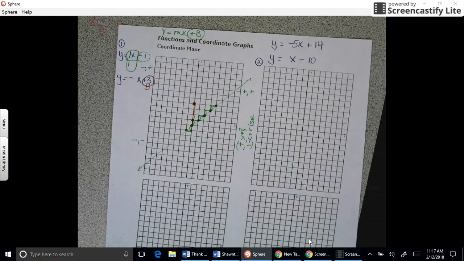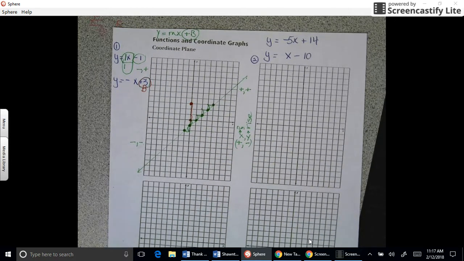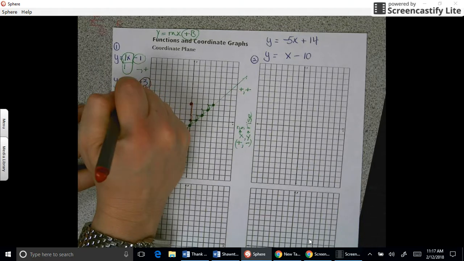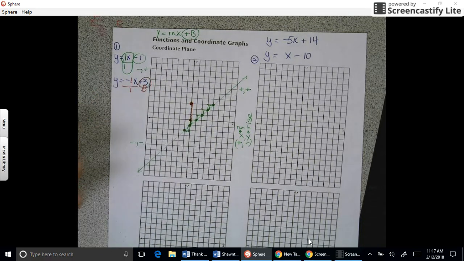So now I need a slope. All I have is a negative x. What's the number that goes in front of the x if there's no number there? 1. A 1. And I need it to be a fraction, so I put it over a 1. Because you turn any number into a fraction by putting it over 1. So now I've got a slope of negative 1 over 1.